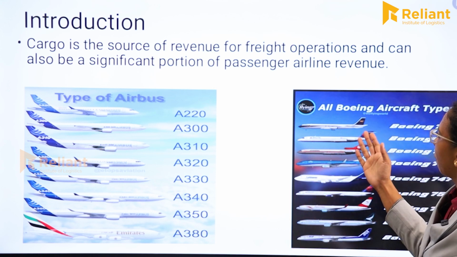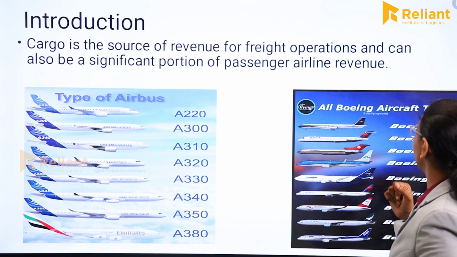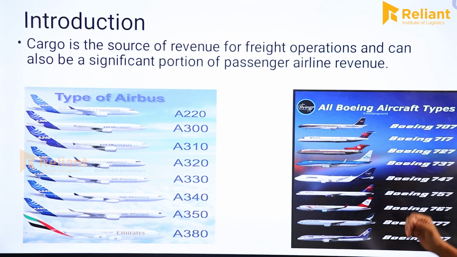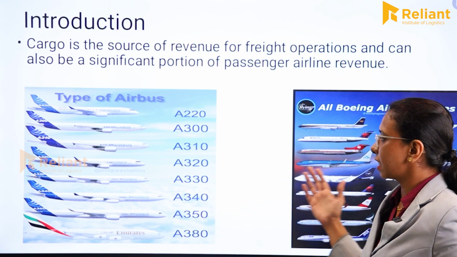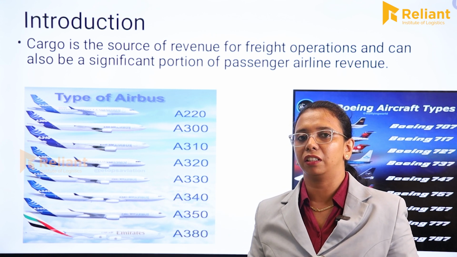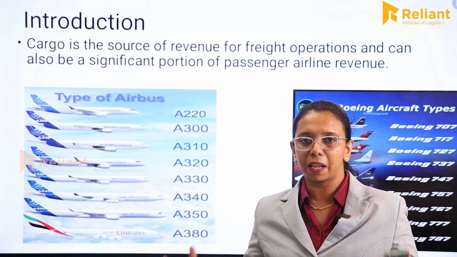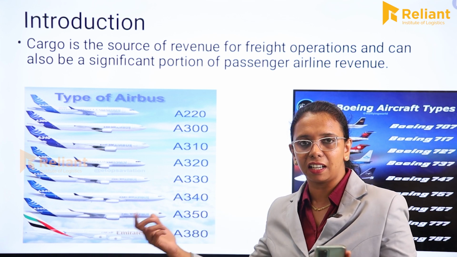Okay, next one is Boeing. In that also we can see different series: Boeing 707, Boeing 717, 727, 737, 747, 757, 767, 777 and Boeing 787. Here we can understand that different configurations of aircraft are there. Based on that, the space which is occupied or the cargo is carried in the aircraft.